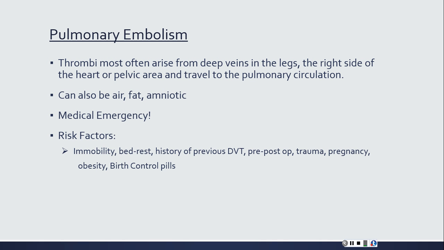Immobility. Okay, if a patient is immobile, they're at risk for what? Clots. Anybody that's at risk for clots. If they're not getting up and moving around, they're at risk for clots. Patients on bed rest, history of previous DVT, pre-op or post-op. Why would pre-op be a possibility?